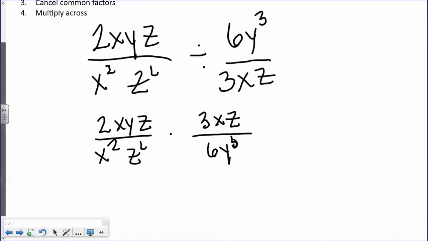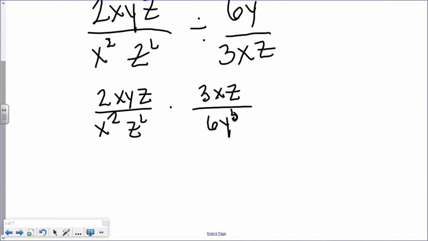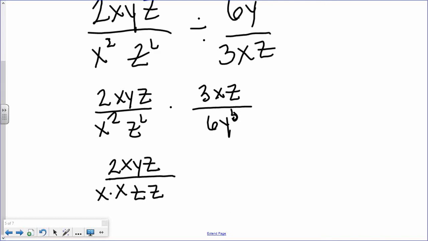I'm going to rewrite everything as a product of its factors. So 2xyz, that's already in its prime factorization. x squared would be x times x, and z squared would be z times z. 3xz, I can't break that down anymore. 6 would be 2 times 3, and then y cubed, y times y times y.